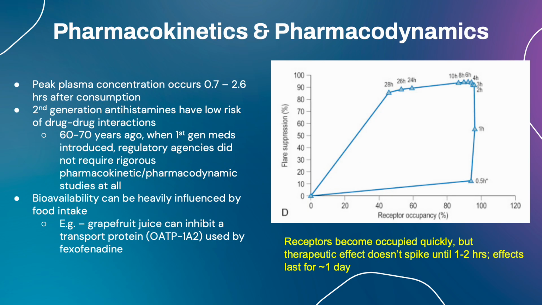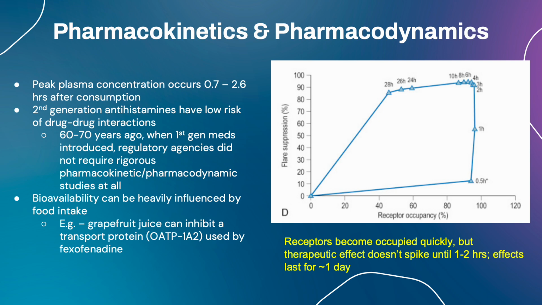So now I have a couple of slides talking about the pharmacokinetics and pharmacodynamics of these H1 antihistamines. The peak plasma concentration is going to occur around 0.7 hours up to 2.6 hours after you take them. This is part of the reason why these are not the best treatment for anaphylaxis. These are more prophylactic measures. The second generation ones are a little bit more studied because, 6-7 decades ago when the first generation medications came out, a lot of the regulatory agencies didn't have nearly as rigorous testing standards. So we don't have a lot of this data for things like Benadryl or hydroxyzine compared to things like fexofenadine or levocetirizine.